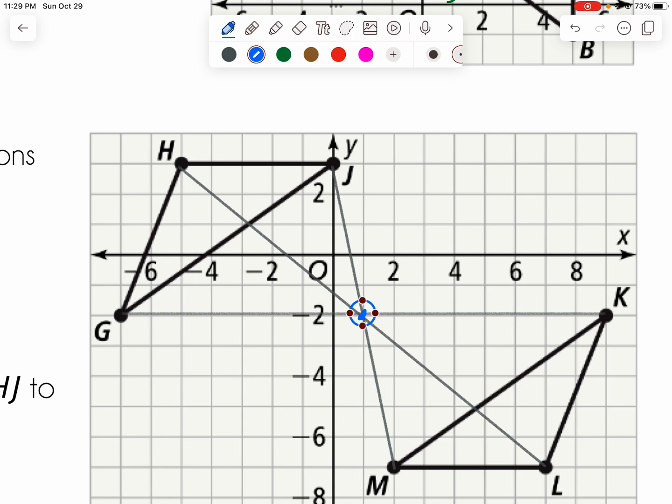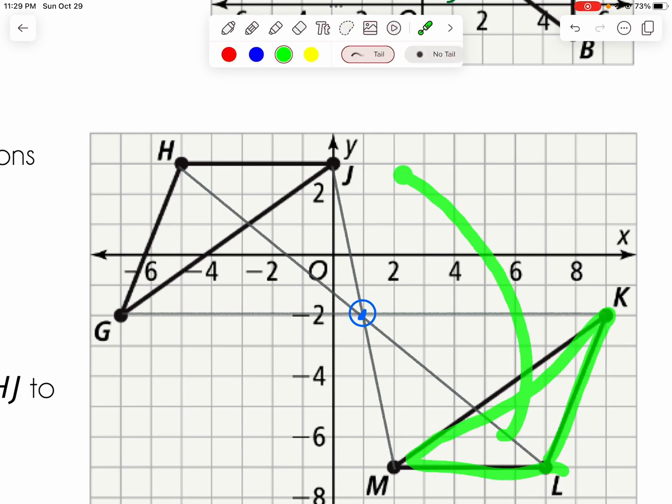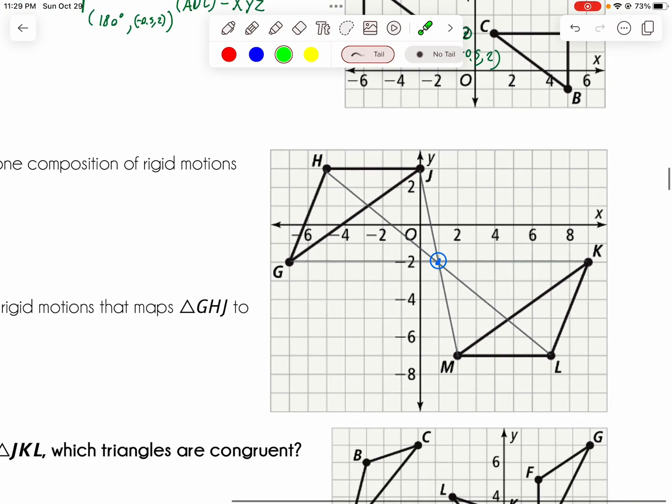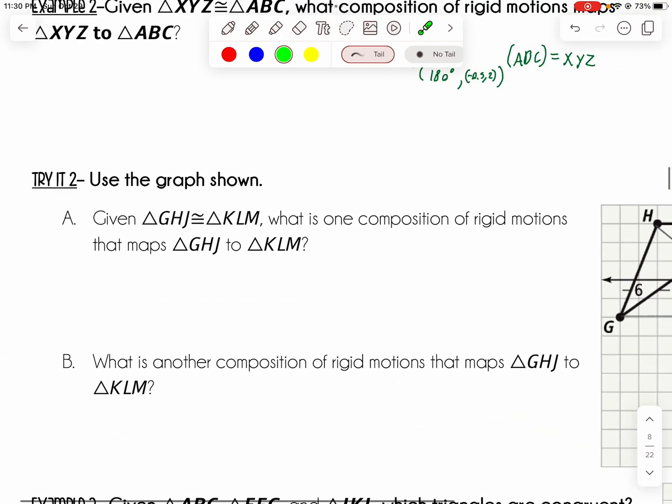So if I rotate LMN 180 degrees across that, I'm going to get it to GHJ. Just one simple transformation, 180 degree rotation.